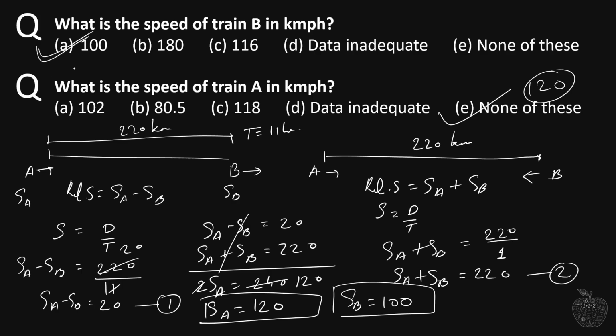So here option A is the correct one. So what is the speed of train B? It is 100 kilometers per hour. What is the speed of train B? It is E, none of these, because the answer is 120. Alright.